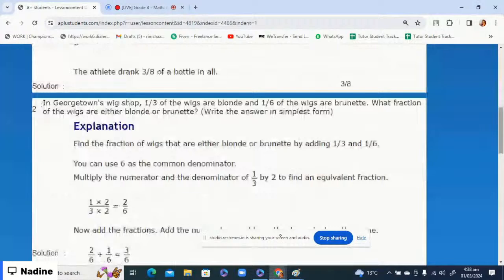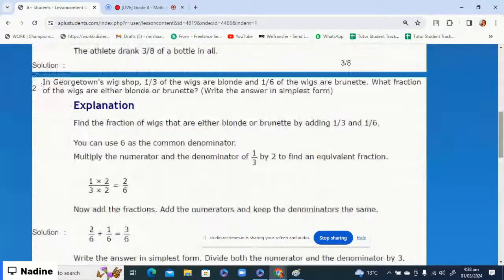In a Georgetown wig shop, 1 by 3 of the wigs are blonde and 1 by 6 of the wigs are brunette. What fraction of the wigs are either blonde or brunette? Write the answer in the simplest form. Since it says either one, we are going to write the fraction of that. So what we do for that, we are going to add. Then it's 1 by 3 and then 1 by 6.